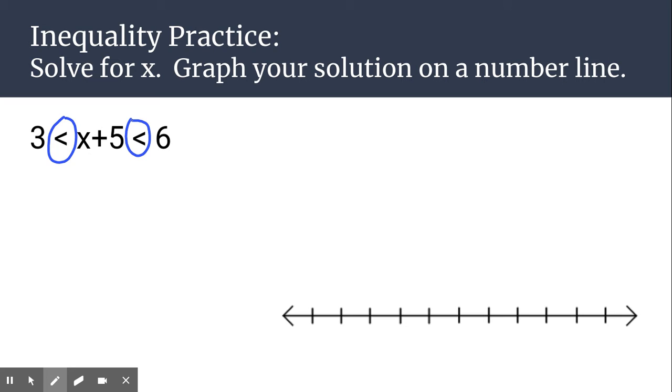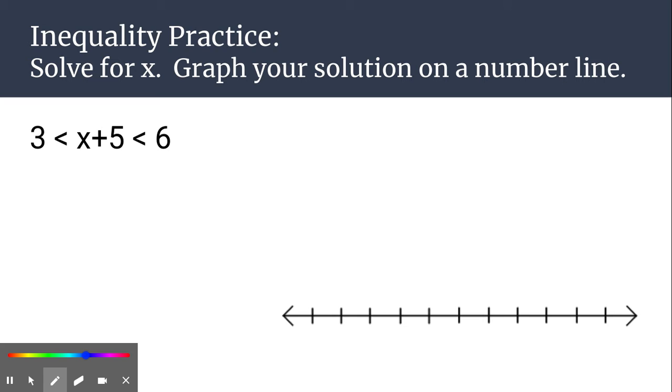So if I were to just have one of these things, so in other words, if I were to just look at just this side, if that was my original problem, I would solve this thing for x and then put it on the number line. So this is not going to look a whole lot different whenever I have two inequality symbols. Instead, what I'm going to do is whatever I do to the middle to get x by itself, I have to do to the left and to the right.